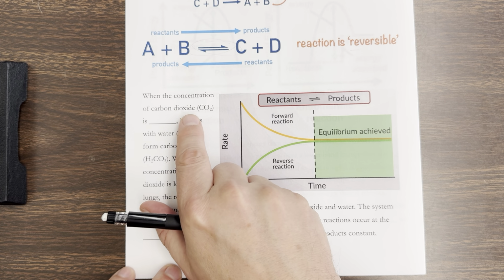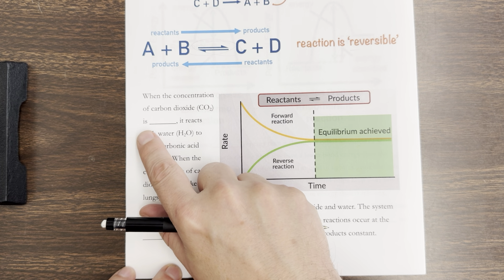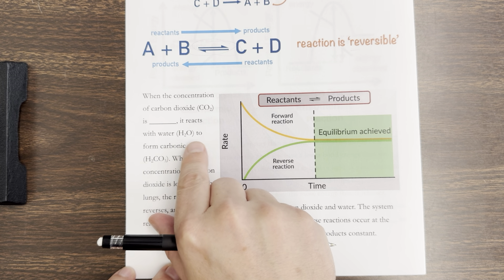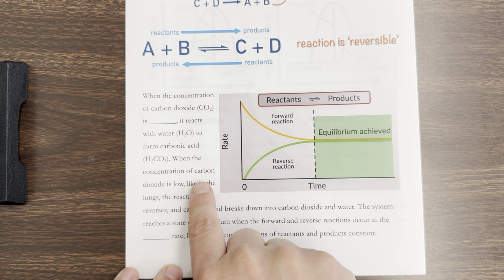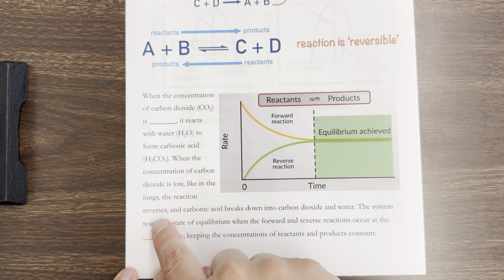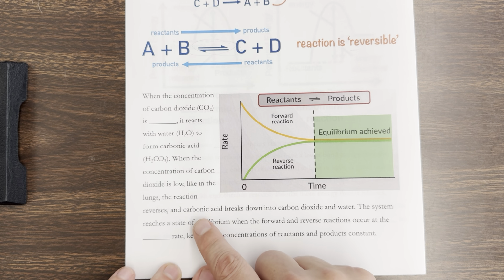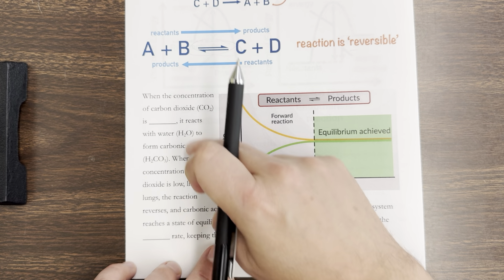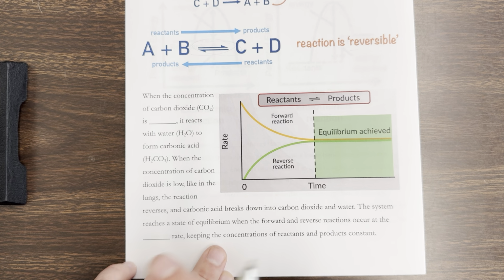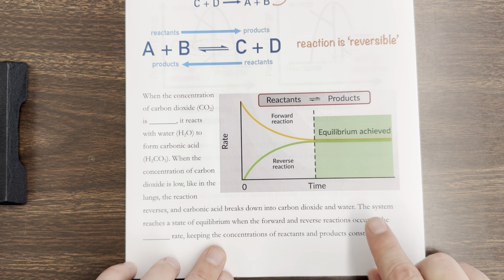When the concentration of carbon dioxide is high, it reacts with water to form carbonic acid. When the concentration of carbon dioxide is low, like in the lungs, the reaction reverses. The carbonic acid breaks down into carbon dioxide and water. So again, depending on the conditions, the reaction is going to go one way or the other.